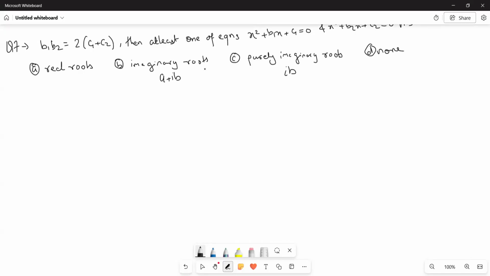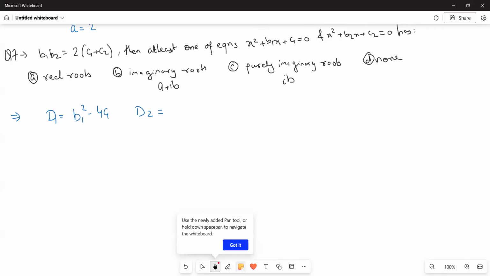So whenever we have to comment on the nature of the roots, we go and take a look at D. So that's the same thing that we'll do over here. So look at D1, that's D of the first quadratic. D1 of the first quadratic would be B1 square minus 4C1. And D2 of the second quadratic would be B2 square minus 4C2.